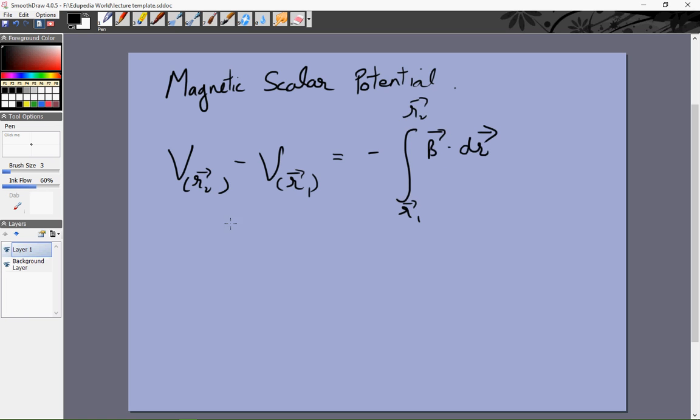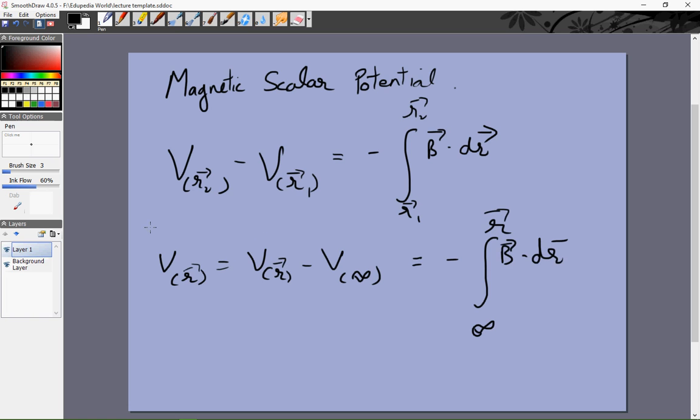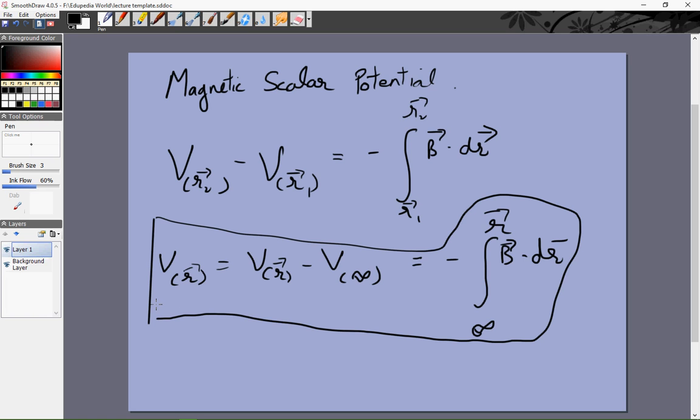Right, and when we take V of R as V of R minus V of infinity, that means we've taken V of infinity to be 0, and in that case it will be minus the integral from infinity to R of B dot dr, with vectors. And again, from this equation we see the standard similar definition to electric field. The definition of magnetic scalar potential is the work done by us in bringing a unit magnetic charge from infinity to a particular point. Work done by us in bringing the charge slowly will be opposite to the work done by the magnetic field. That's why there's a minus sign.